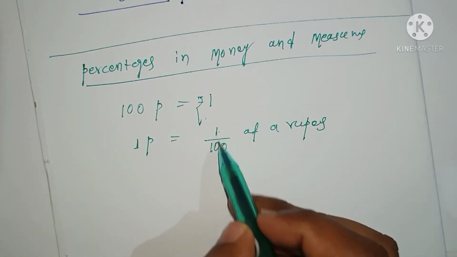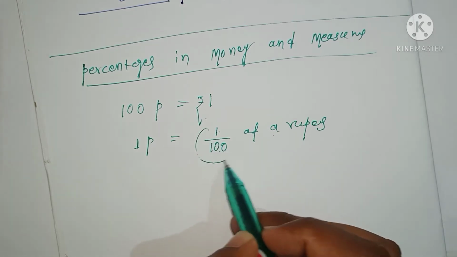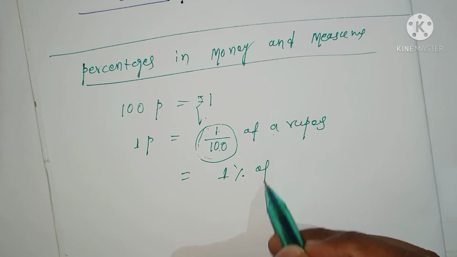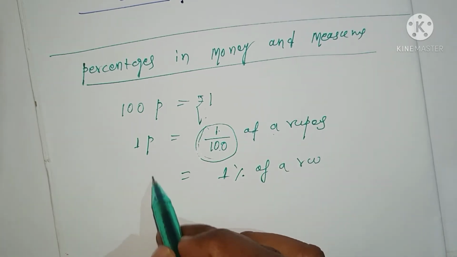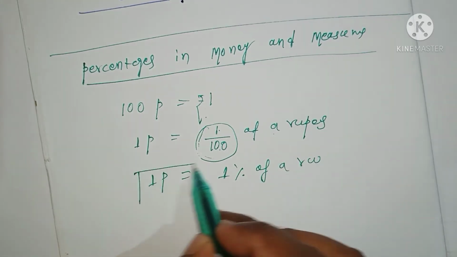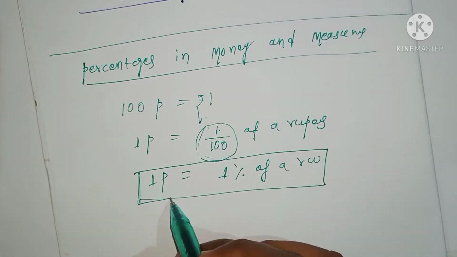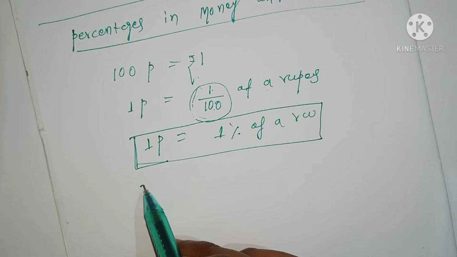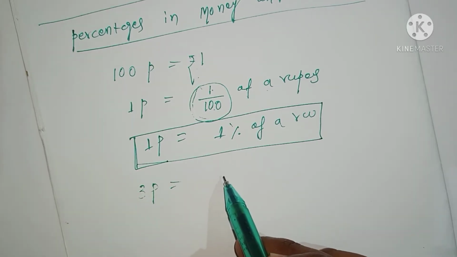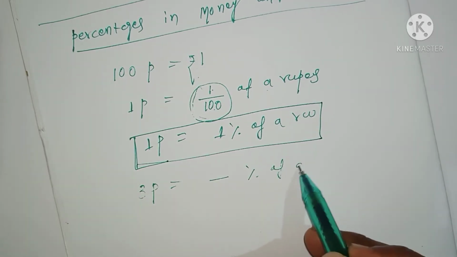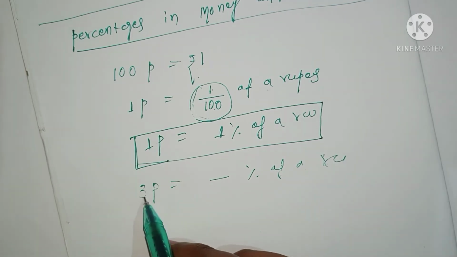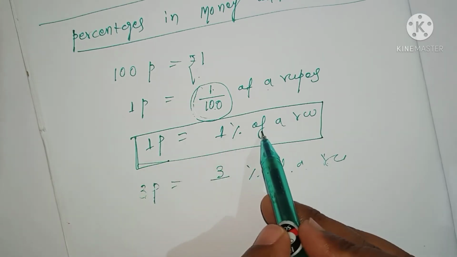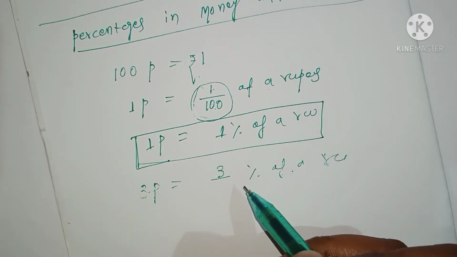Clear? That 1 by 100 of a rupee means here this 1 by 100 we can write as 1%. 1% of a rupee. It means 1 paisa is equal to 1% of a rupee. A question may come, suppose instead of 1 paisa it may be 3 paisa is equal to dash percent of a rupee. It will be 3%.